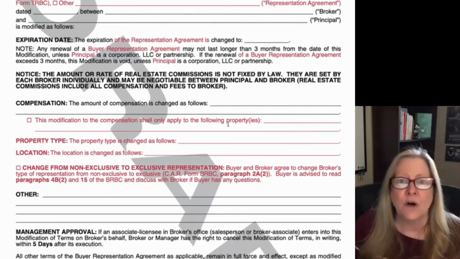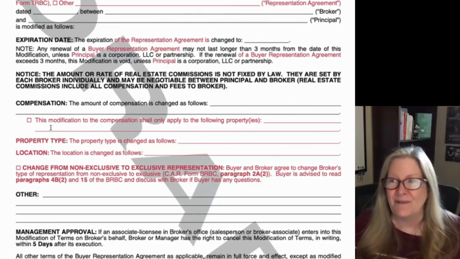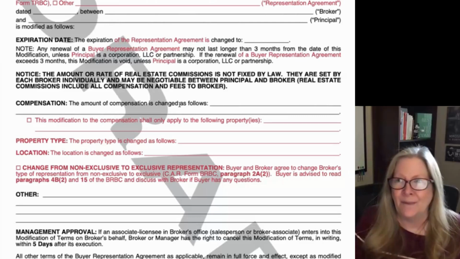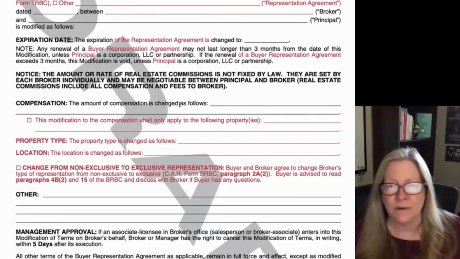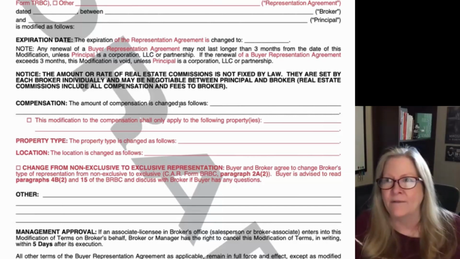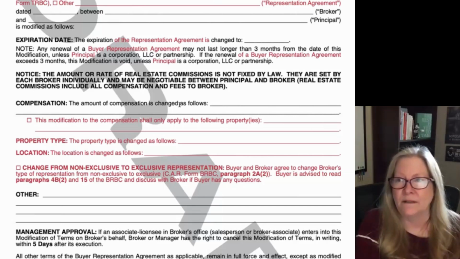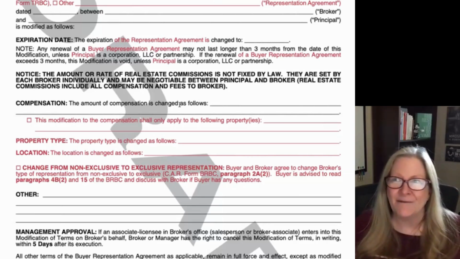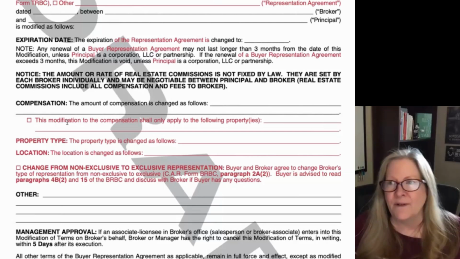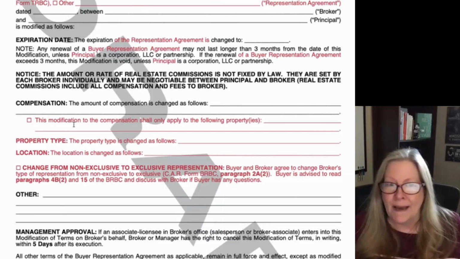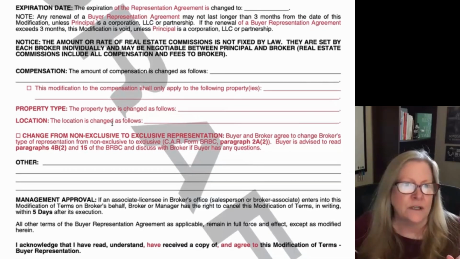Modification to the compensation shall only apply to the following properties. I do appreciate this addition because we've actually had people write in. If you are doing a purchase agreement and say your representation agreement, for sake of argument, has 3% on it, but you've agreed to 2.5% on a purchase agreement, but you haven't agreed to 2.5% if this one falls out, right? This allows you to modify that agreement to the lower amount only for that particular property. So I think that's a really good modification.